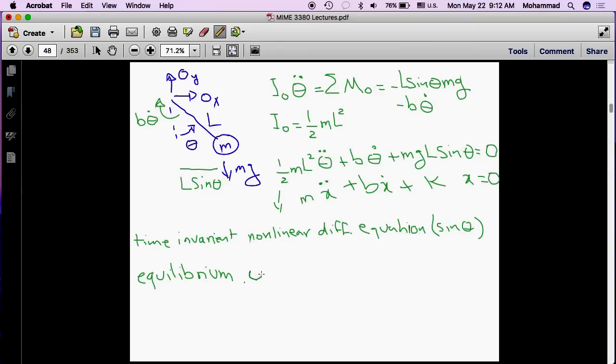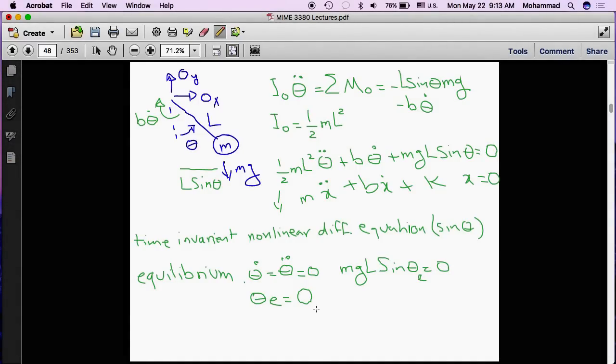So if you set theta dot equal to theta double dot equals 0, what do you get from the differential equation? What you get is mgL sine theta is 0, which means what? And this is called theta equilibrium, which tells you that theta equilibrium is what? What value of theta will make mg sine theta equal to 0? One of the possibilities is 0. Is there another possibility?